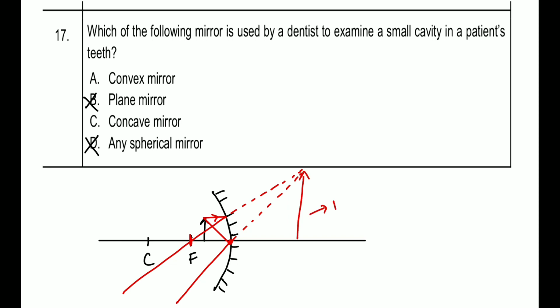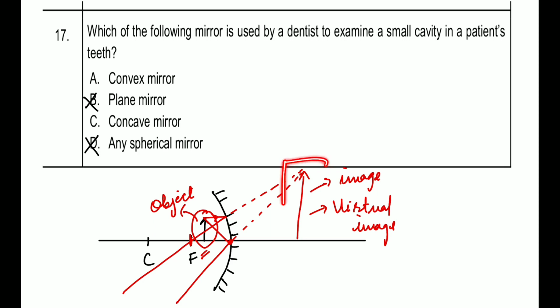So this is actually your virtual image, and it will be larger than the object. So this is your object, and this is your image. Basically you can see my object is enlarged, and if the object is enlarged, I can very nicely see the object with the help of this image.